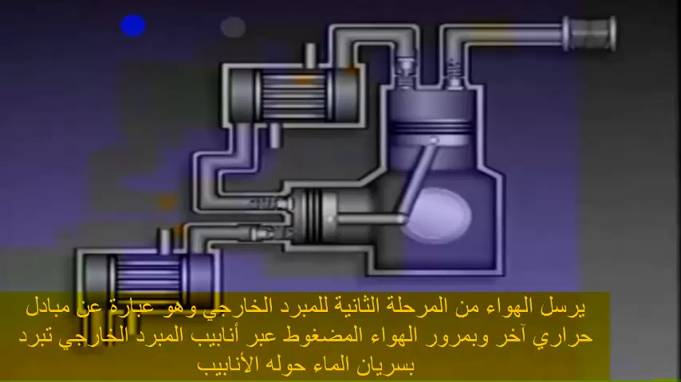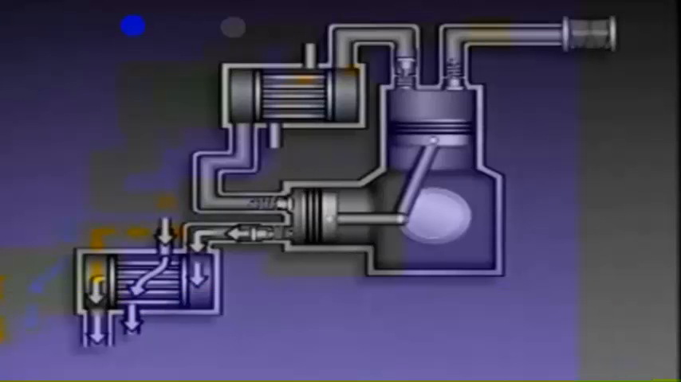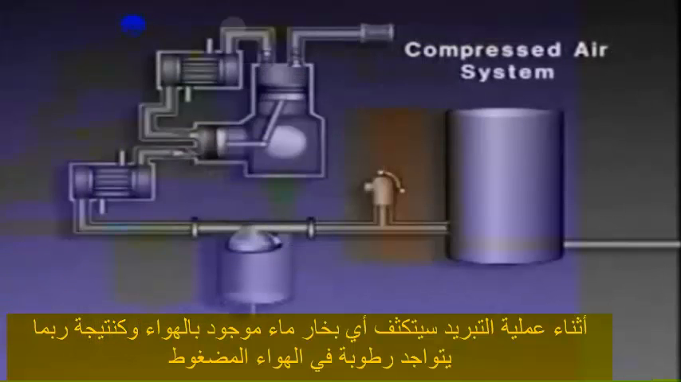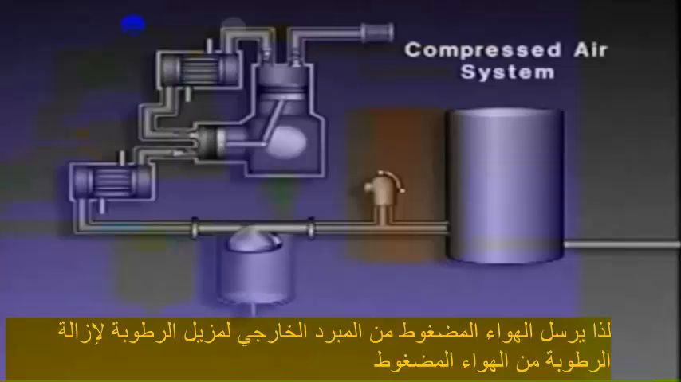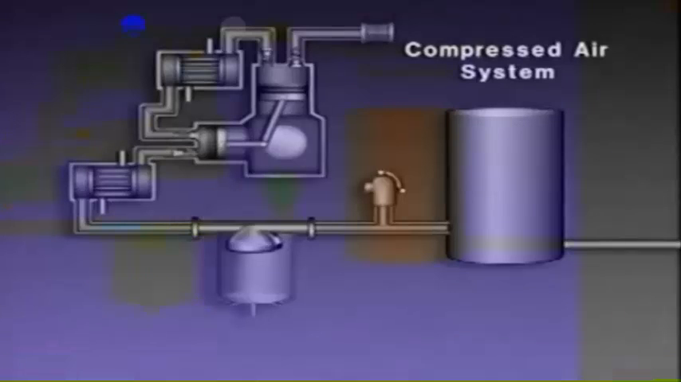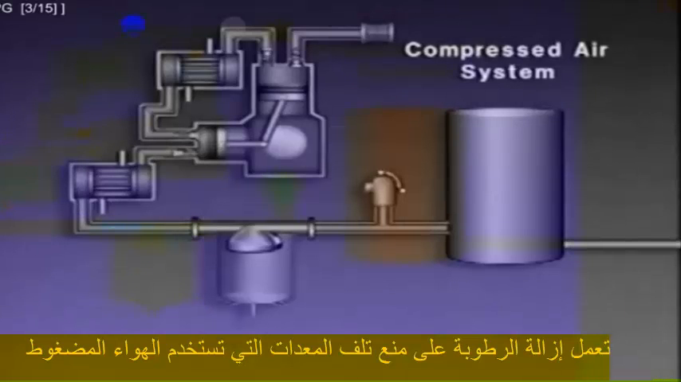From the second stage, the compressed air is sent to the aftercooler, which is another shell and tube heat exchanger. As the compressed air passes through the tubes in the aftercooler, it is cooled by water flowing around the tubes. During the cooling process, any water vapor that is in the air condenses. As a result, there may be moisture in the compressed air. So, the compressed air is sent from the aftercooler to the demister, which removes moisture from the compressed air. Moisture is removed to prevent it from damaging equipment that uses compressed air.